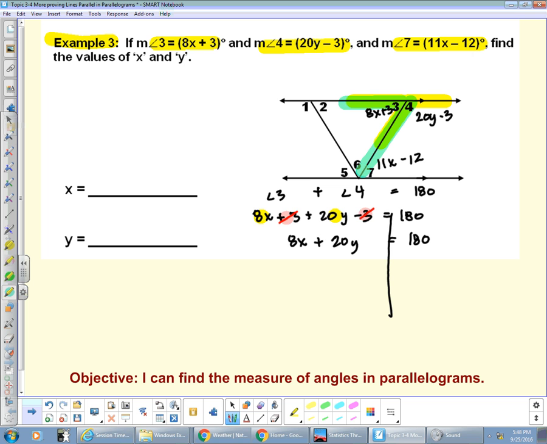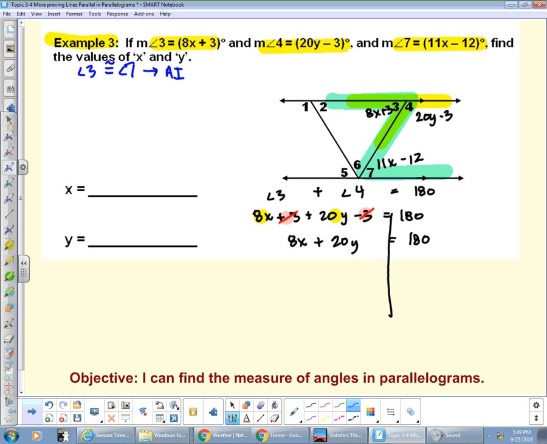So here's angle 3. And then I'm going to look at angle 7. And here's angle 7. And so when you look at angle 3 and you look at angle 7, you should see the Z. Okay? And so that means that they're alternate interior. And so that means that angle 3 is congruent to angle 7 because they're alternate interior. Sorry.